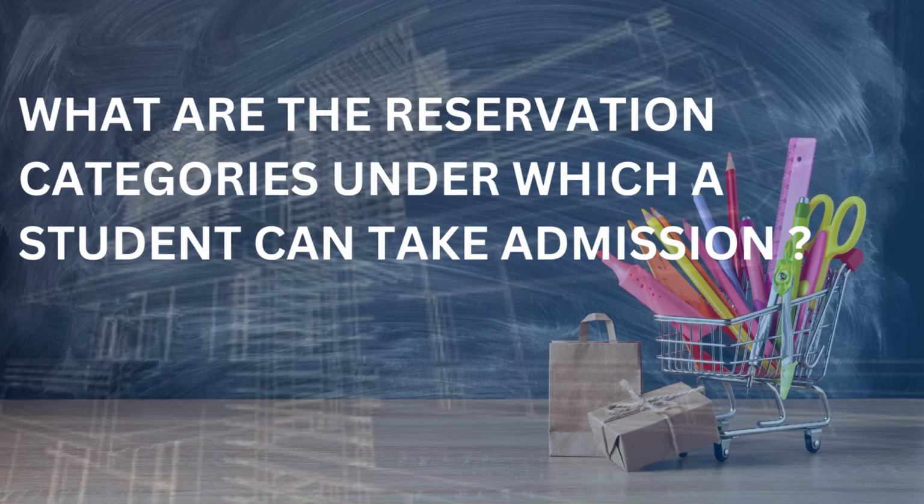What are the reservation categories under which a candidate can take admission? Actually, of the entire allotment, almost 50% reservations are there. So basic reservations are for students who come in the category of SC, ST, that is scheduled tribe, then special backward class, and OBC, then nomadic tribes. These are some basic categories under which the student can apply for the admissions.